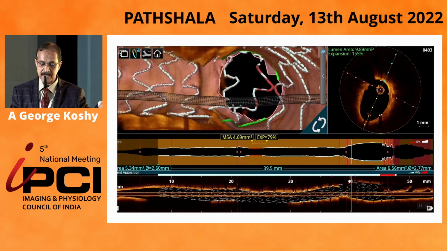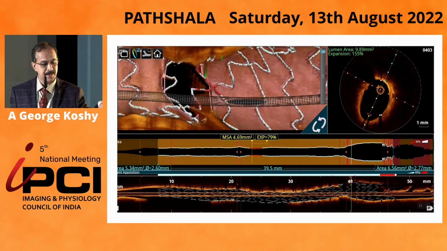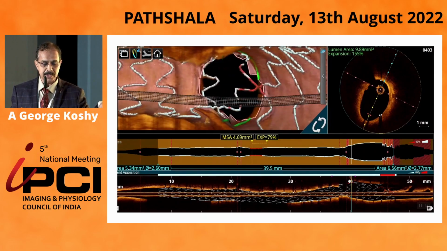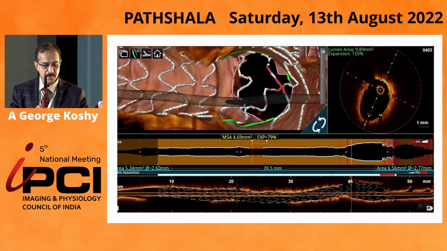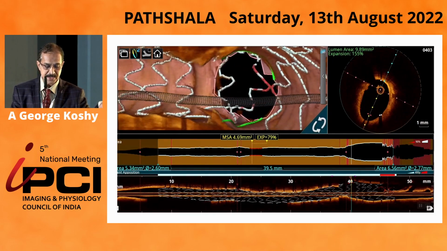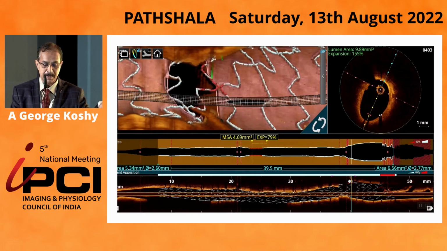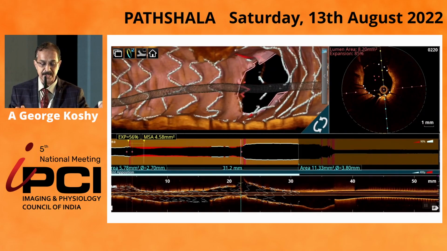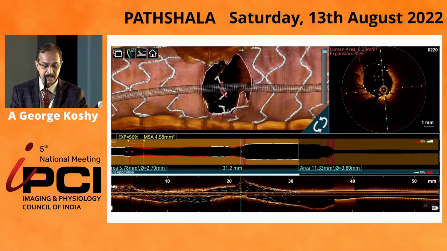Here the area is shown there. The proximal is 6.56 reference. The distal is 5.34 and the MSA is 4.69. And so, you know, it's not very optimum. It can be optimized further. And here you have the combination of both malapposition as well as under expansion. And that is showing the ostium very clearly.